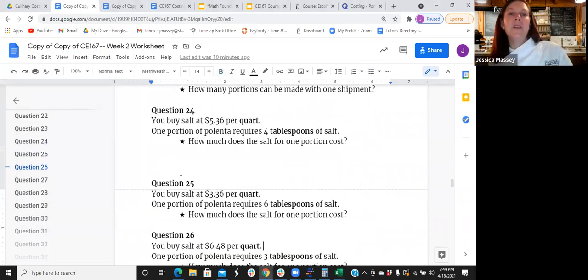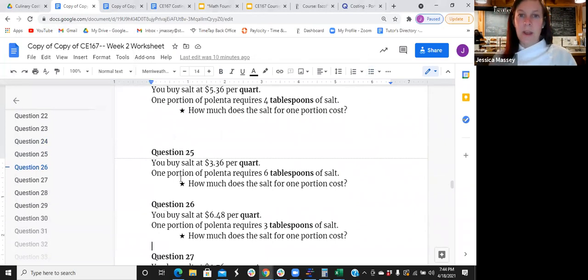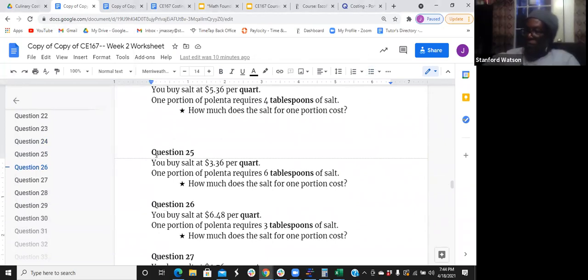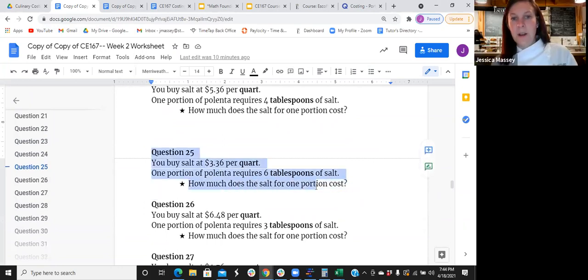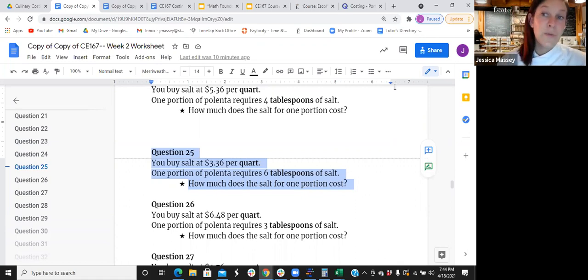Let's try another one that's very similar, but I'm not going to do it. I'm going to make you do it. Let's do number 25. You buy salt at $3.36 per quart. One portion of polenta requires 6 tablespoons of salt. How much does the salt for one portion cost? Feel free to yell at me, say the answer, or put your answer in the chat, or walk me through what you might do.